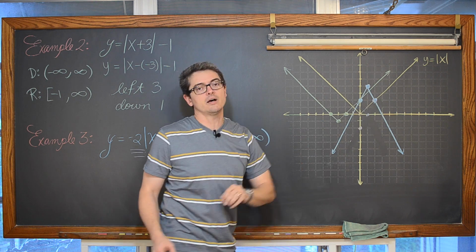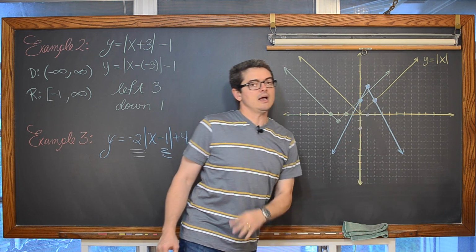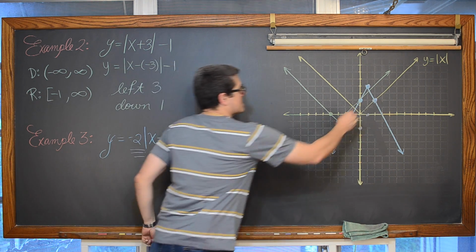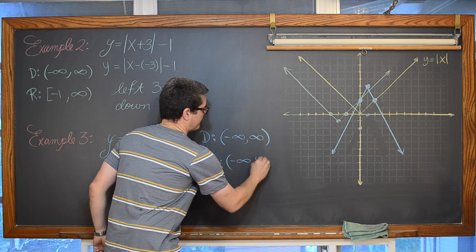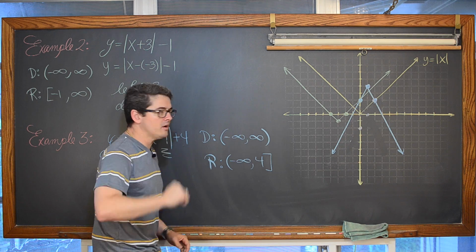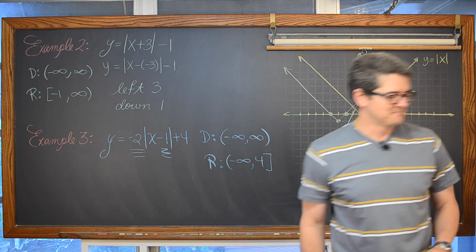So the biggest y value included in this blue graph is 4. And there's a solid dot there, so it's going to include 4. So our range is -infinity to 4. Voila! One more example like this.